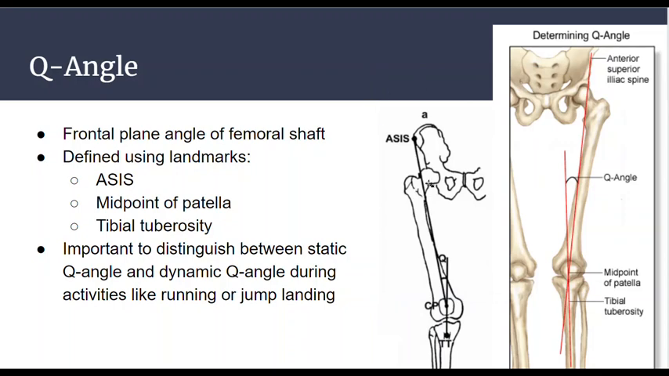So let's look at how they measure the Q angle. So we use a few points. You have the ASIS, midpoint of the patella, and the tibial tuberosity. And the Q angle is the angle between ASIS and midpoint of the patella relative to the line going through the tibial tuberosity. That's the static Q angle.